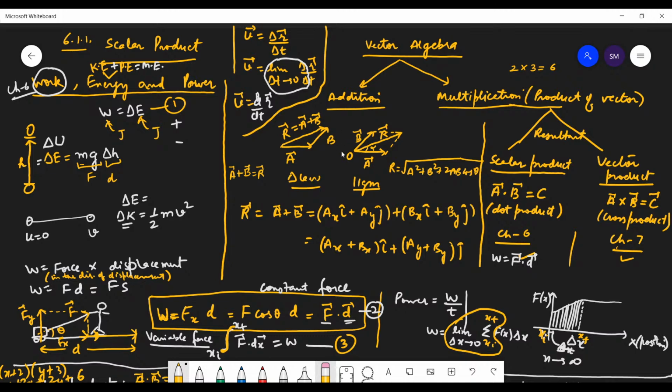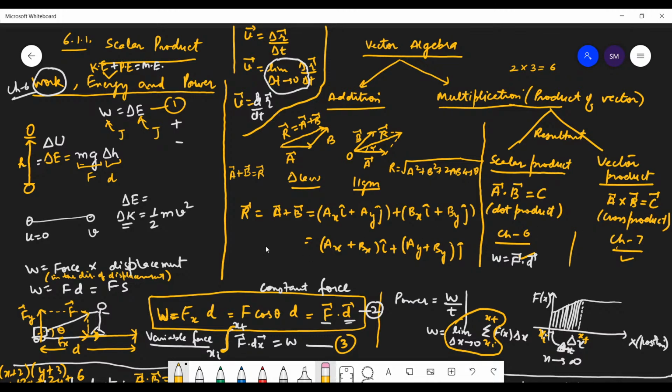So students, we have done addition of vectors already, and multiplication of vectors is of two types, scalar product and vector product. In scalar product we have a dot over here. In vector product we have a cross over here. So in dot product the resultant is scalar. In cross product the resultant is vector.